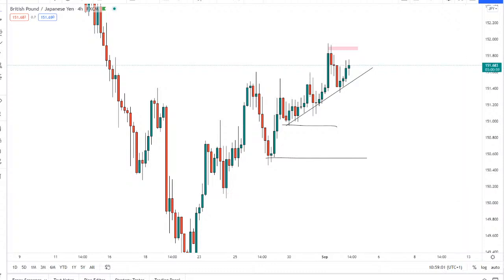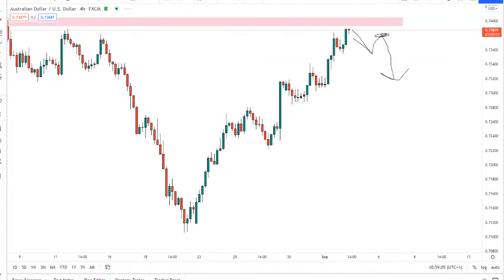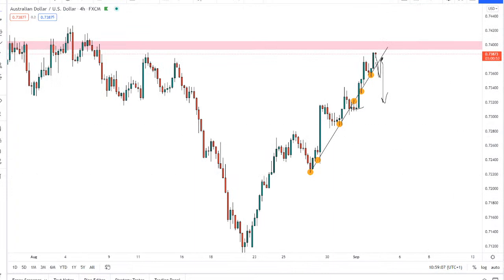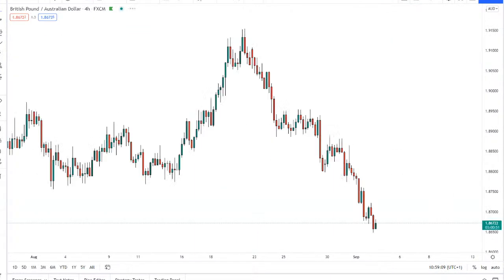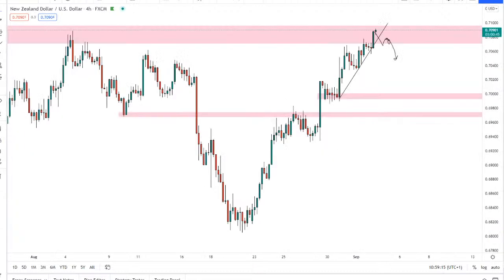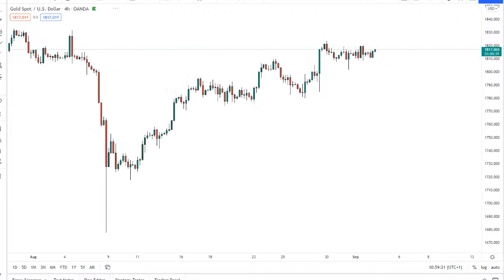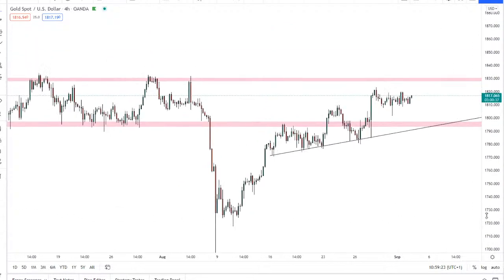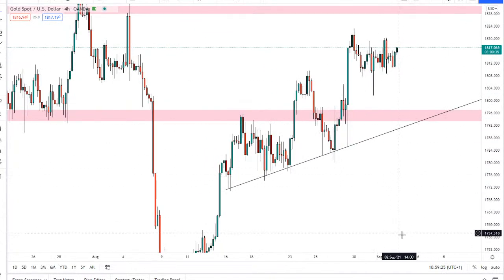AUD is a good one, like I said. AUD is a good one for the Asian session. I think Pound AUD is very good as well. Pound JPY is good. NZD is good. Pretty much all the AUD and NZD pairs are not bad during the Asian session. Gold is pretty neutral. I'll probably say it does it more in New York, but I've seen some big moves in the Asian session as well.